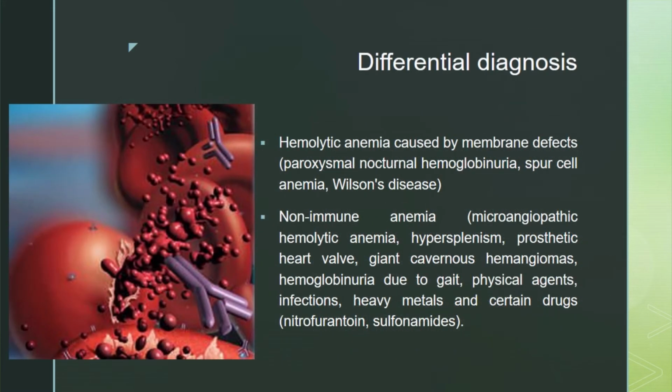Differential diagnosis. Obviously, autoimmune hemolytic anemia should be differentiated from a hemolytic anemia produced by a defect in the membrane. In this case it can be caused by paroxysmal nocturnal hemoglobinuria or spur cell anemia and can also be caused by Wilson's disease. It must also be differentiated from non-immune anemia. In this case it can be microangiopathic hemolytic anemia, hypersplenism, cardiac vascular prosthesis, giant cavernous hemangiomas, hemoglobinuria due to gait, physical agents, infections, heavy metals and certain drugs such as nitrofurantoin and sulfonamides.